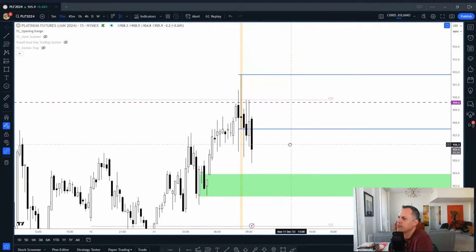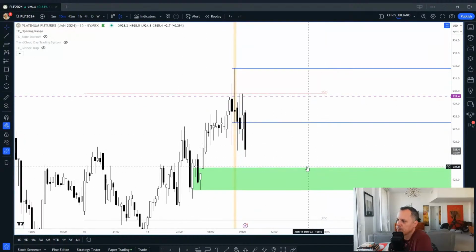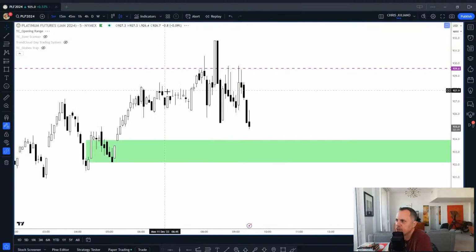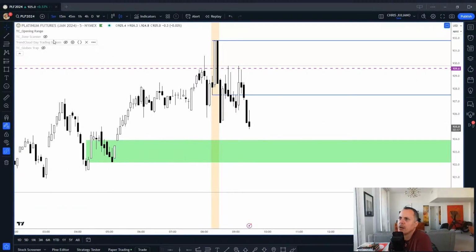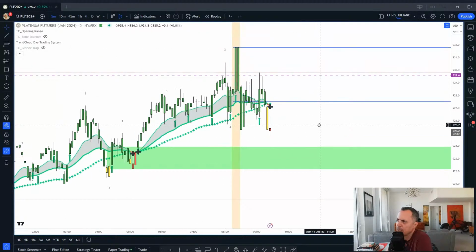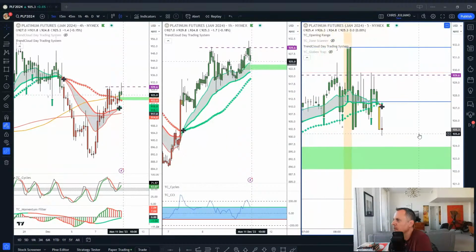Now, it's very possible it never reaches down here, right? Maybe it's not going to reach all the way down here. Maybe it's going to go all the way to this previous day's low. So what you could do is drop down to your 5, put your TrendCloud on there, okay, and start looking like we got a signal here.